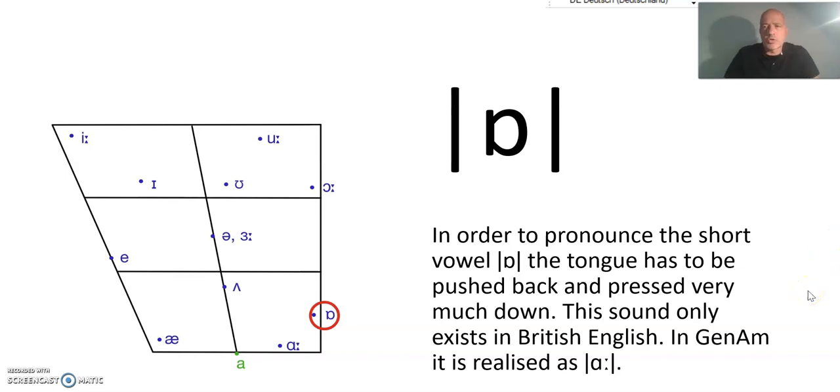Next sound, short o, a short vowel, which is if you press your tongue further down from the previous one. Short vowel o is very common in English, usually called the pot sound. The thing is so confusing because this is the first time where there is a clear difference between British and American, because this sound does not exist in American English. In General American, it's usually substituted by a long ah.